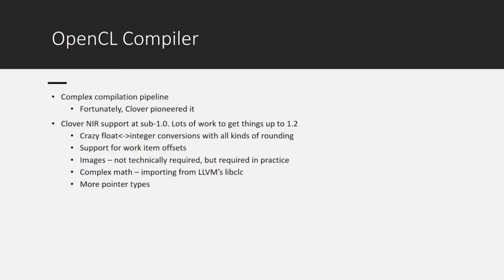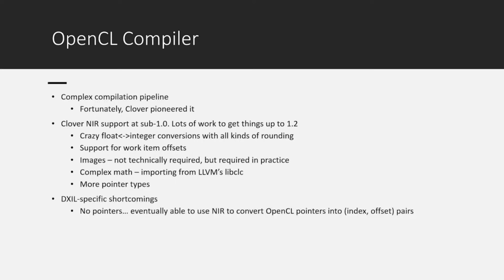NIR had some pointer support available out of the box, but it definitely needed some more work to be able to support all the kinds of crazy things that OpenCL can do. And then we also had a bunch of DXIL-specific shortcomings to work around. So, for example, DXIL does not have pointers at all, where OpenCL very much requires pointers. They're a core part of the way that you would write a kernel.